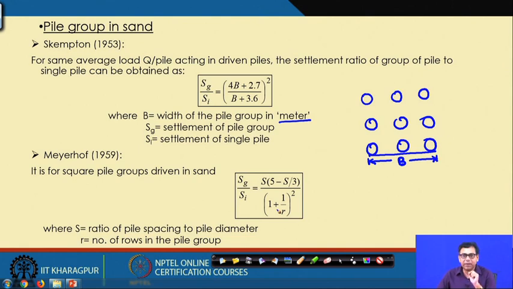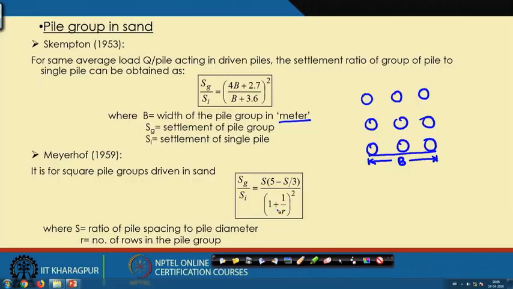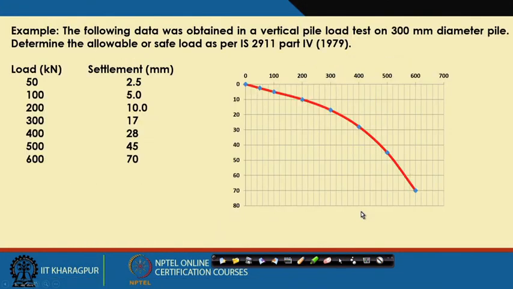Now, the question is how I will get the settlement for the individual pile. The individual pile settlement I can get from the pile load test. From there we can get the allowable load carrying capacity of the pile. Then, for that load carrying capacity, I get the corresponding settlement from the pile load test data or the curve, and we can use that settlement here to get the settlement of a pile group.